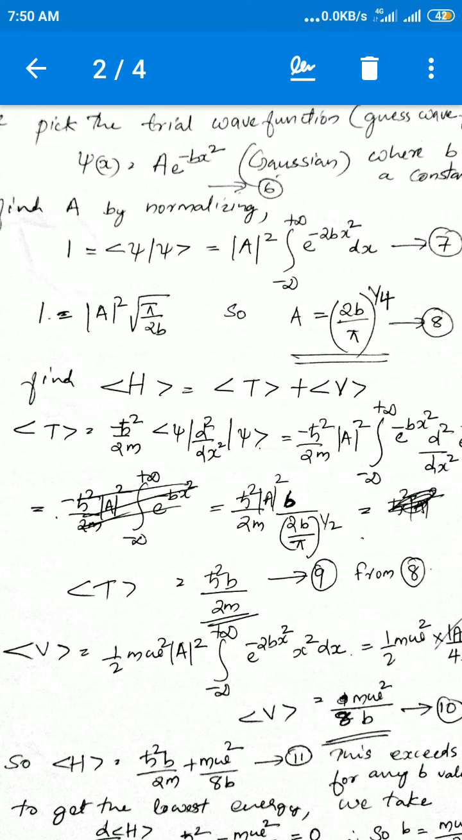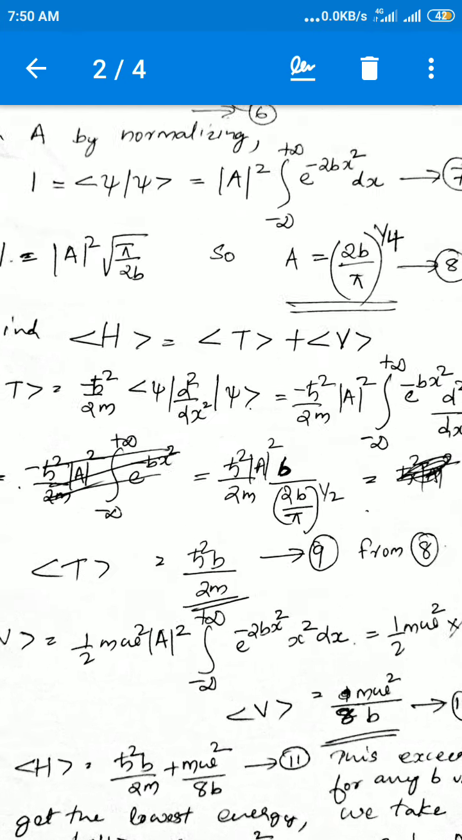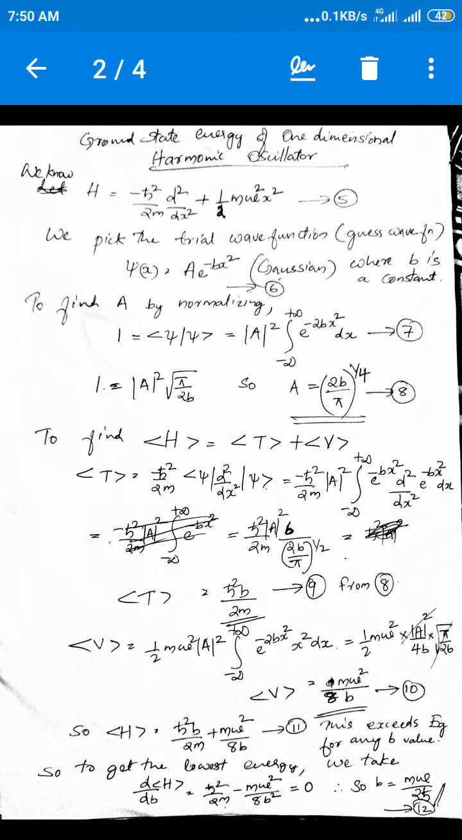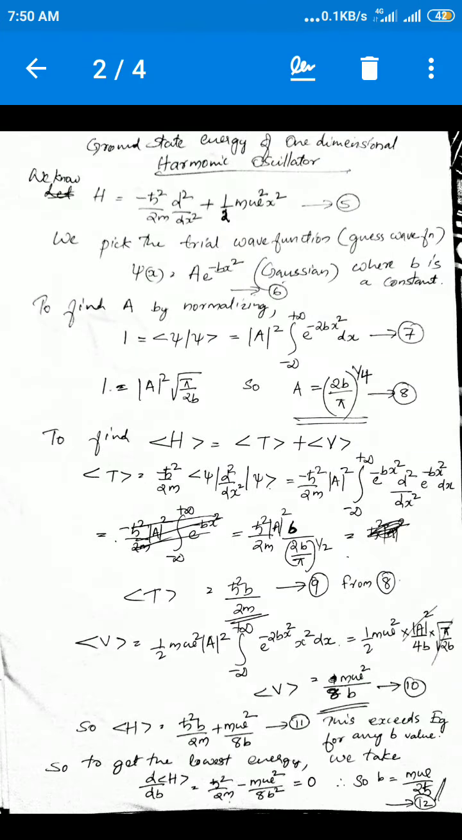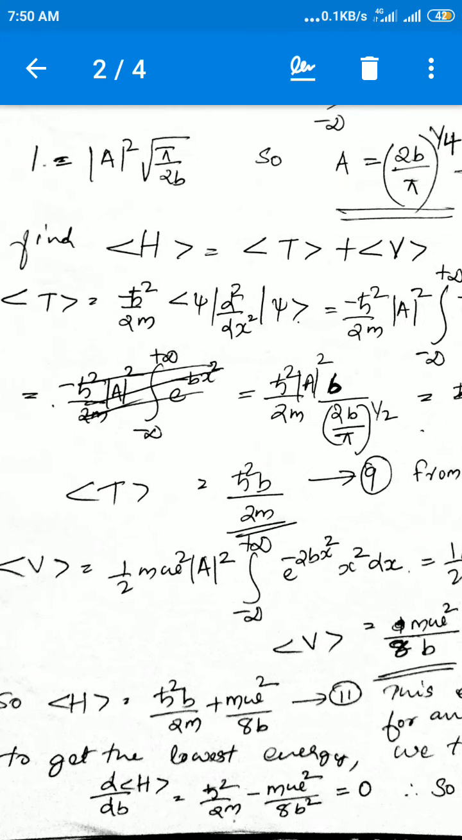T expectation will be h cut square b by 2m. So from equation 8 we are substituting for a in the above equation, and you will get T expectation is h cut square b by 2m. Now let us go to find out the expectation value of potential energy.